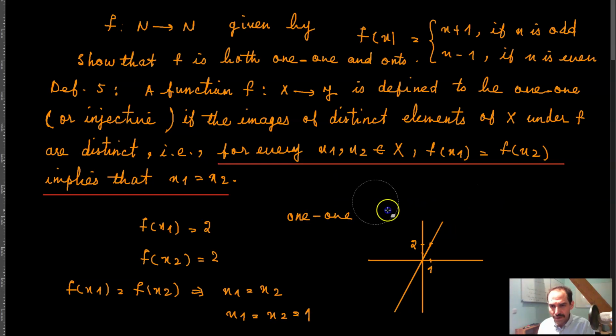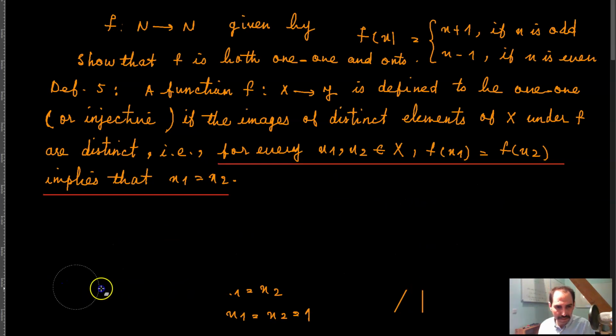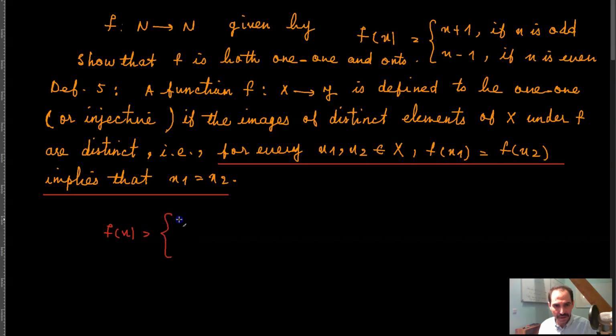So now what we want to do is show that the same condition applies in the case of this function. We have f of x is equal to x plus 1 and x minus 1 for odd and even x's, so let's assume that your f of x is equal to x plus 1 for odd x's and x minus 1 for even x's.